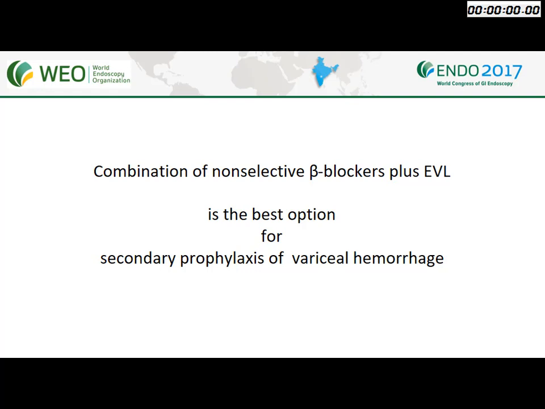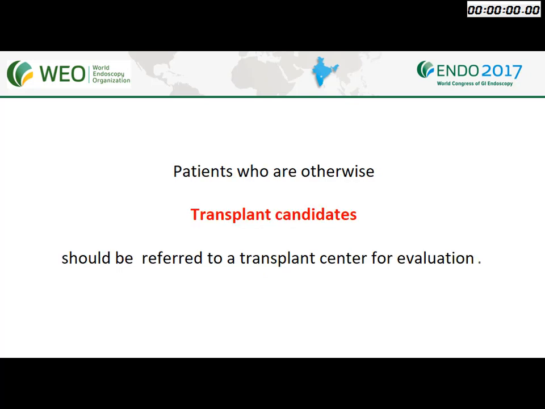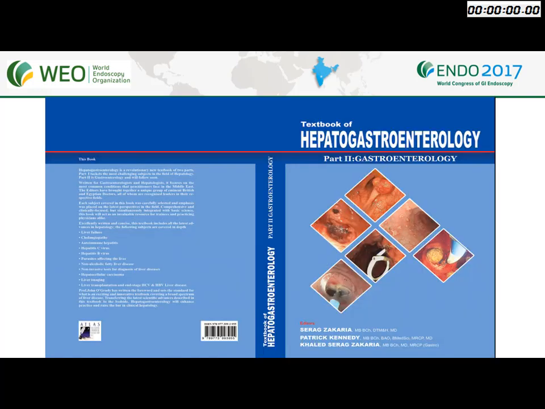Combination of non-selective beta blockers plus variceal ligation is the best. And a new drug, carvedilol, a potent beta blocker with mild anti-alpha-1 adrenergic activity. It is better than non-selective. And if patients are candidates for transplantation, go ahead.